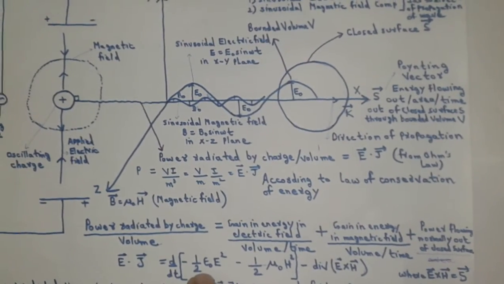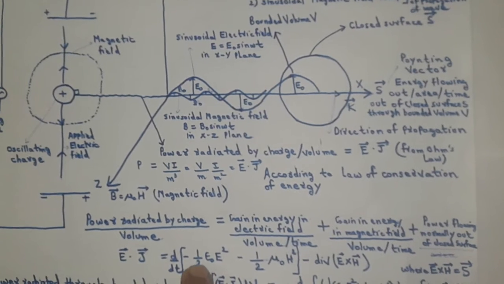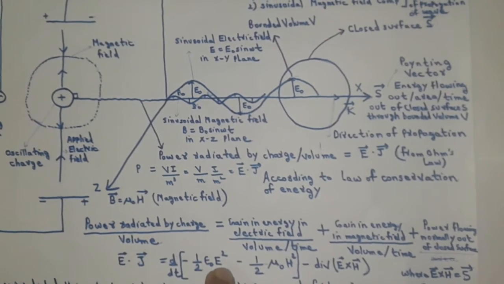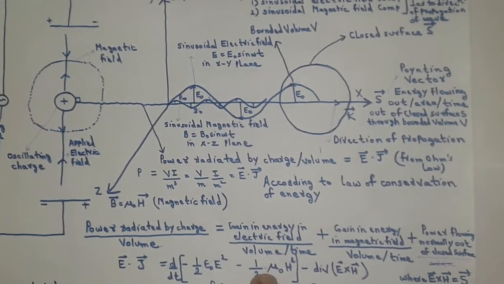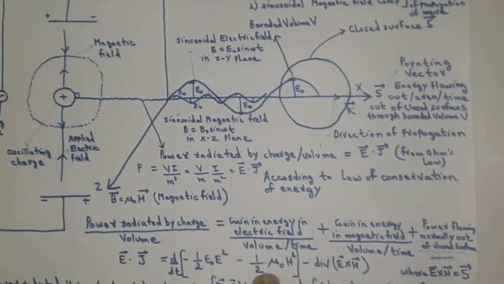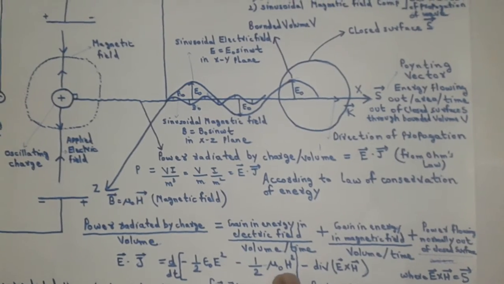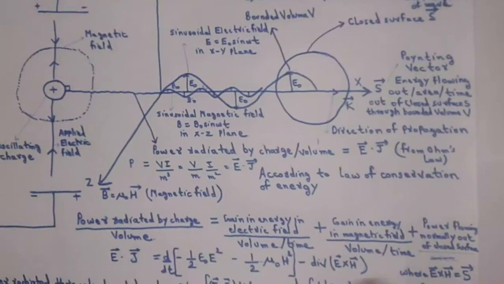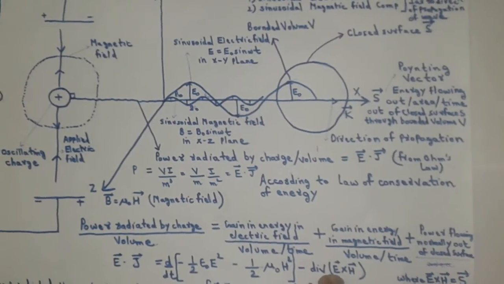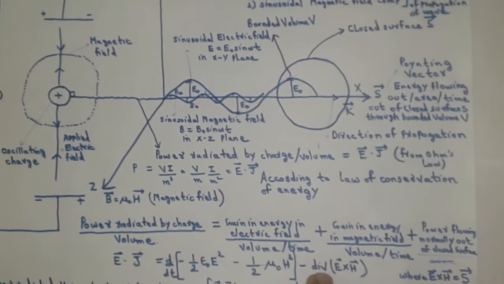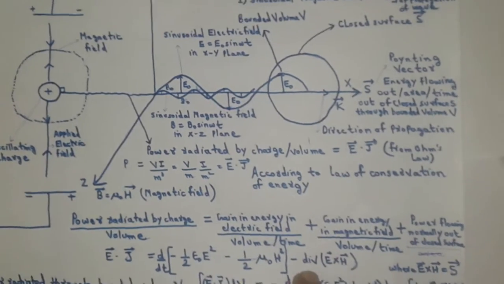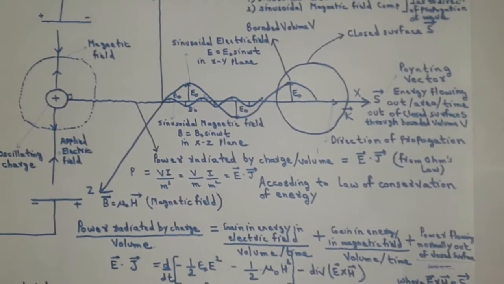Power gained by the electric field per unit volume is half epsilon naught E square, and power gained by the magnetic field per unit volume is half mu naught H square. Power normally flowing out of the closed surface is divergence of E cross H, or divergence S.